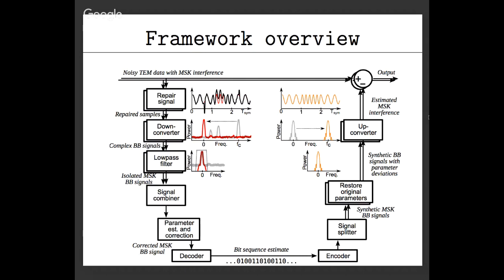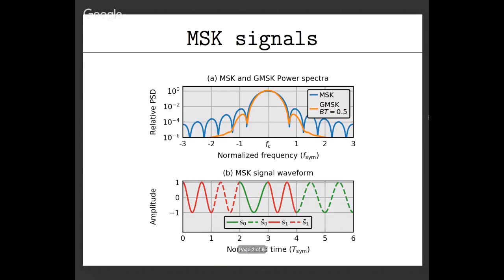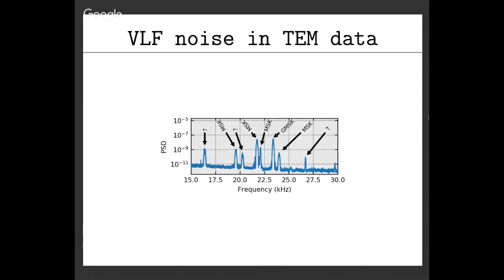Now, to get these radio signals, you have to sample at, say, at least 5 times the center frequency of the signal, or maybe 10 times is more likely. So you have to, at least compared to what some systems do, sample at a fairly high rate. So that gives you a lot of data.